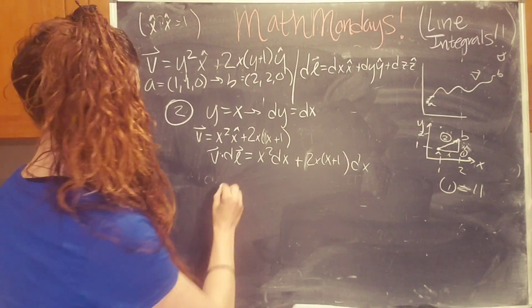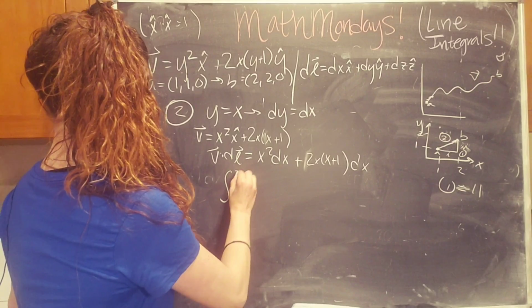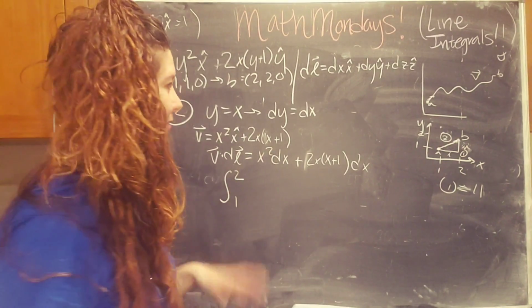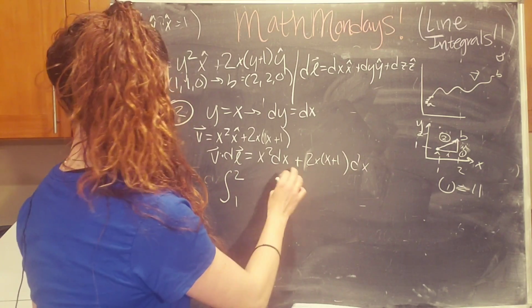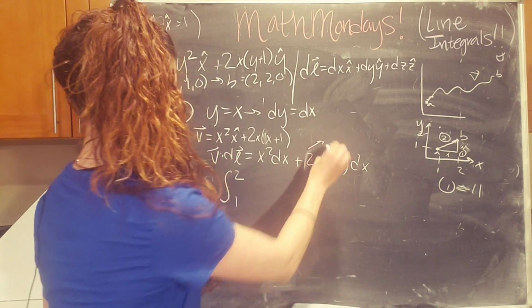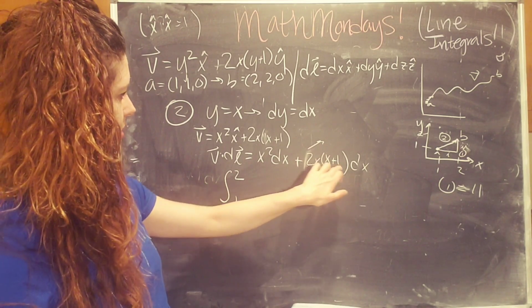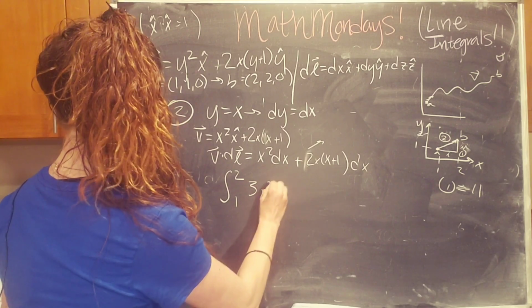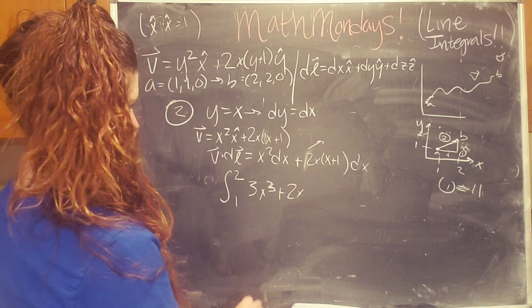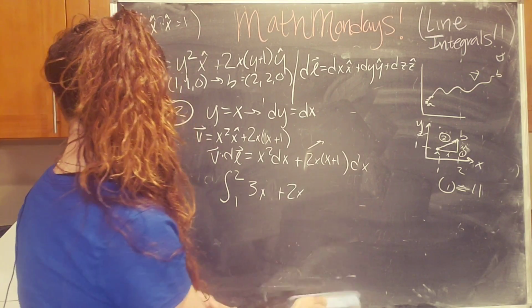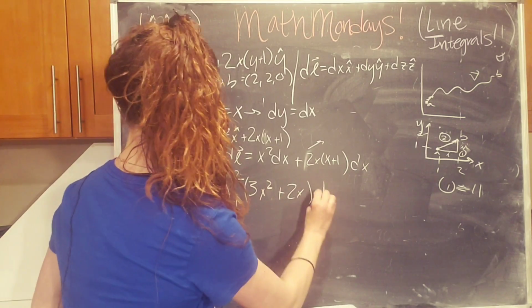So now we can do the path, and since we are only working in terms of x, we're going from 1 to 2. I guess it would be the same for y, but so it goes. And so then we plug in this formula. I guess I can simplify this. So we're going to get 2x squared plus 2x. So this is going to give me 3x squared plus 2x, and then all of that times dx.